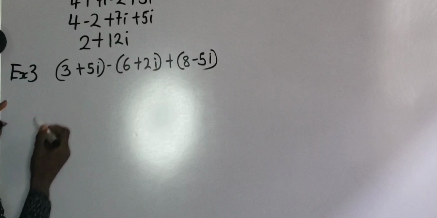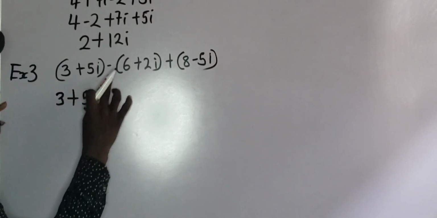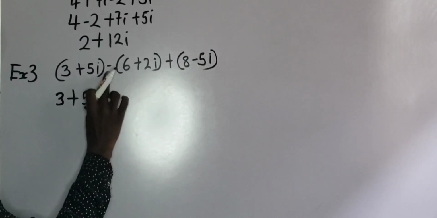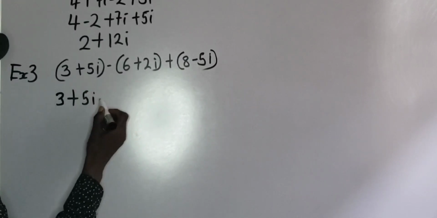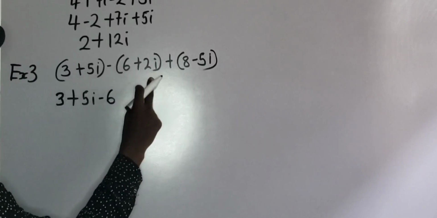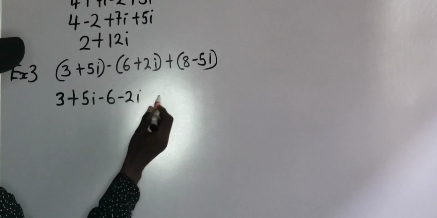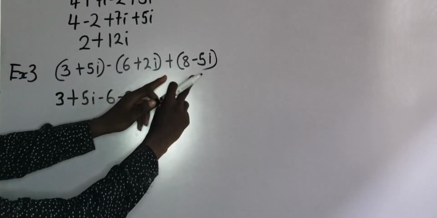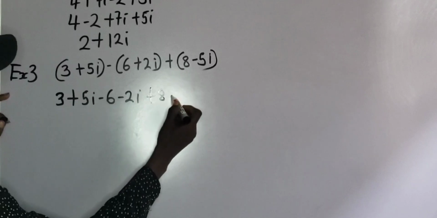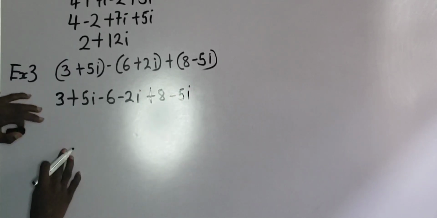For this, we are going to have 3 plus 5i. I'm going to use this minus to multiply all the entity in this bracket. So I'm going to have minus multiplied by 6, that is minus 6, minus multiplied by 2i, that is minus 2i. So I'm done with this. Let's proceed to the third bracket. So I'm going to have plus 8 minus 5i. After this, we are going to collect the like terms, okay?